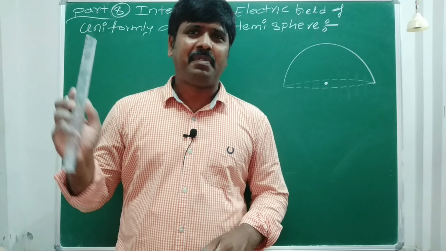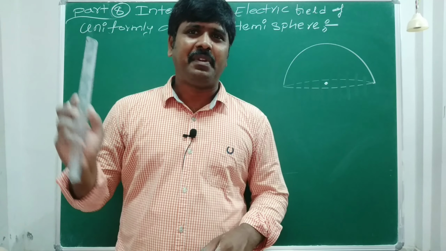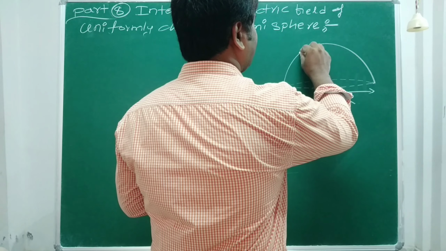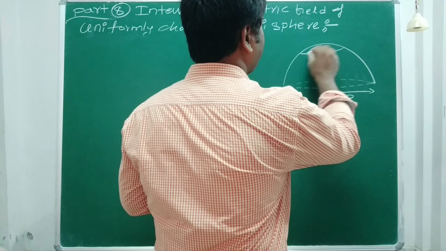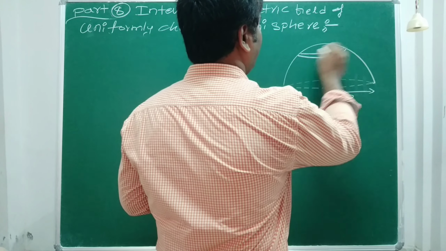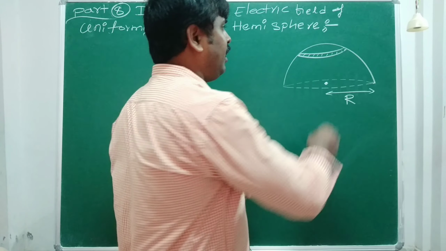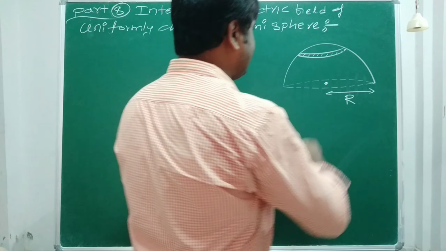Today, electric field intensity of a hemisphere of radius capital R. So, the radius of the hemisphere is capital R. For this, I'm simply considering an element that is in a circular shape, like a ring. Okay, so this is considered here like this. This is like a ring only, and this is the vertical axis.